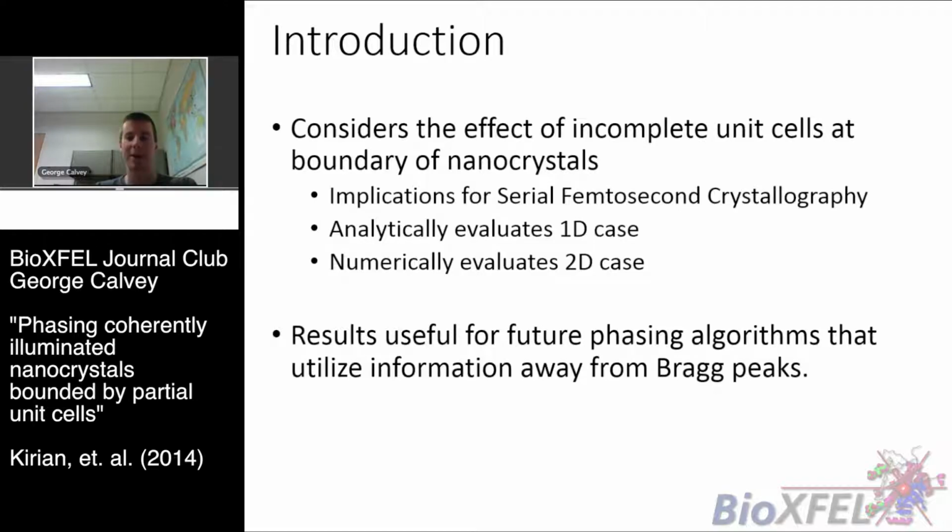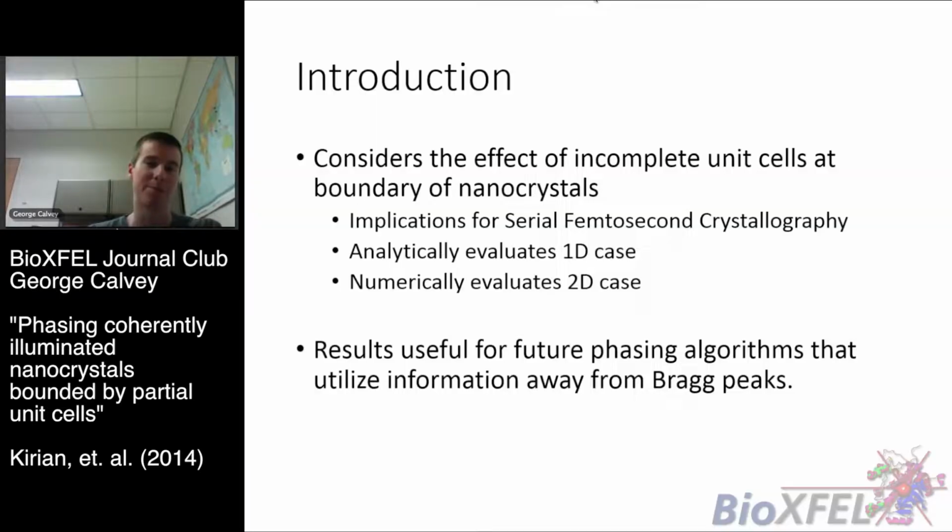So this paper considers a potential problem that hasn't been looked into before, with incomplete unit cells at the boundary of these nanocrystals. This becomes more and more important as crystals get smaller and smaller, because the contribution of these incomplete unit cells becomes more and more dominant. This could have implications on future phasing algorithms that are trying to use more information between Bragg peaks.